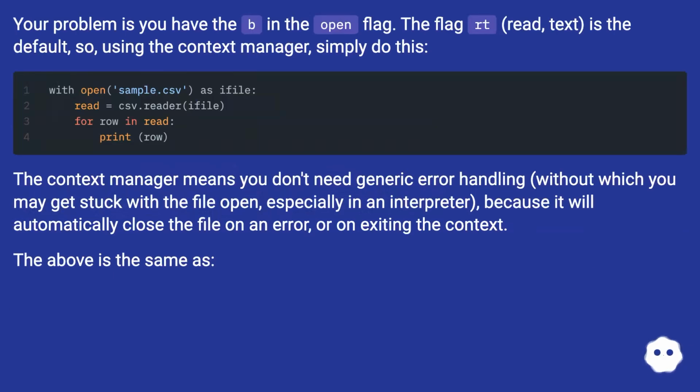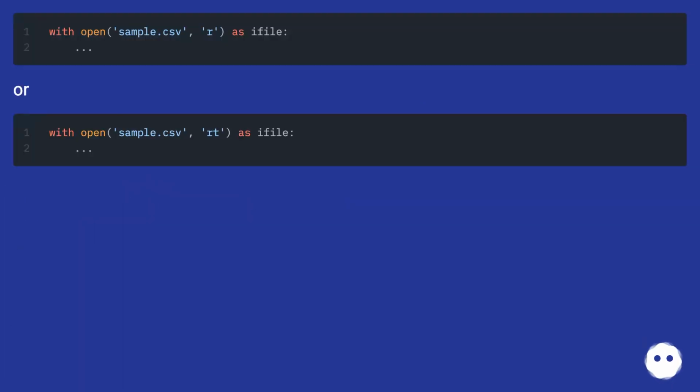Your problem is you have the b in the open flag. The flag 'rt', or read text, is the default, so, using the context manager, simply do this. The context manager means you don't need generic error handling, without which you may get stuck with the file open, especially in an interpreter, because it will automatically close the file on an error, or on exiting the context. The above is the same as, or.